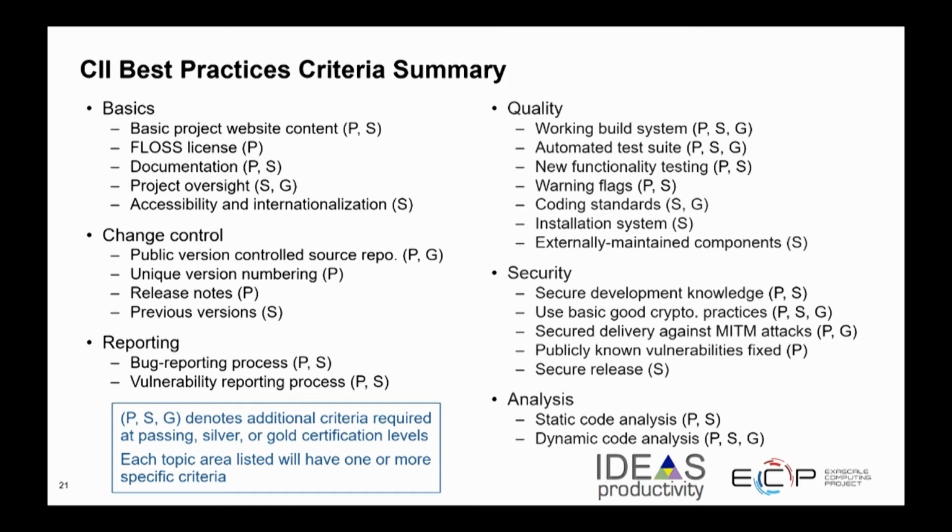So these folks are all about open source, so they want you to have an open source license. You need to have certain kinds of documentation. You need to have defined project oversight, version control. You need version numbering on your software. You have to have a bug reporting process. There's a bunch of things about quality and how you ensure quality in code.